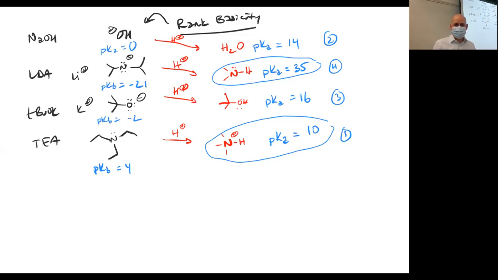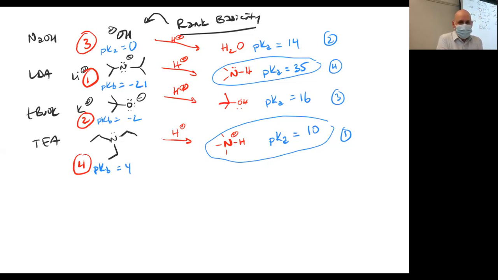And notice that these are going to go in the proper order. Your -21 would be your strongest base. So this would be our number 1. Our -2 would be our second strongest base. Our 0 would be our third strongest base, and our 4 would be our fourth strongest base.